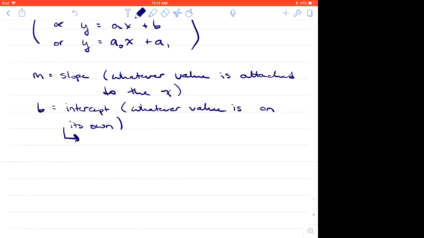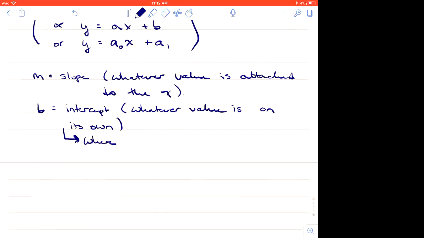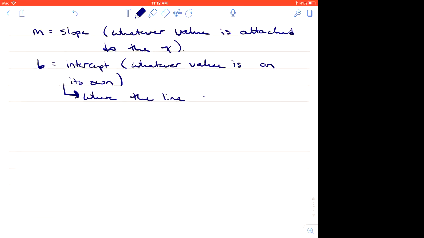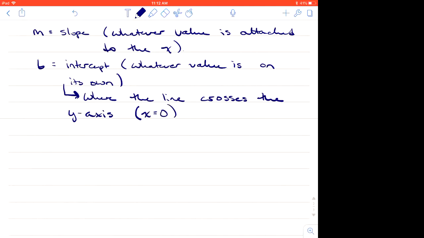And just another note, right? The intercept, what is the intercept? The intercept is where the line crosses the y-axis, right? So you've got your x and your y-axis, right? So where the line crosses the y-axis, that's your intercept. Okay? We're only talking straight lines here. Which also means that it's the point where x is 0.